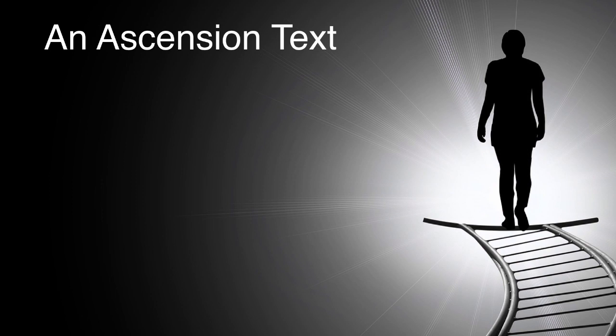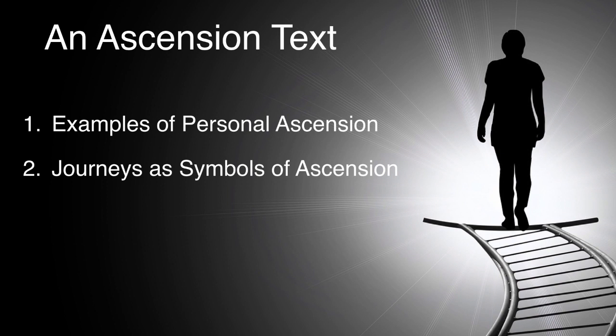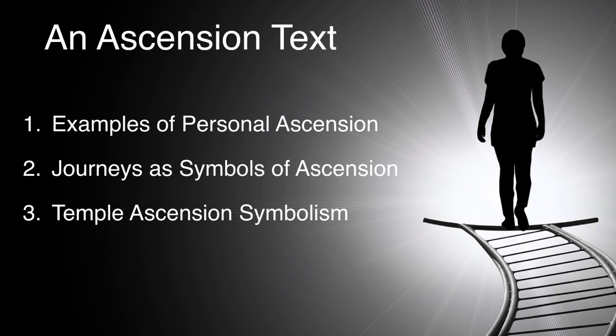And there's four things we're going to discuss tonight. First, examples of personal ascension in the Book of Mormon. Second, looks like I'm going to have to hold this really particularly to get the signal through. Second, we want to talk about journeys in the Book of Mormon as symbols of ascension. Third, the temple as an ascension symbol. And then finally, why all of this matters to us. So there's the roadmap for where we're going.